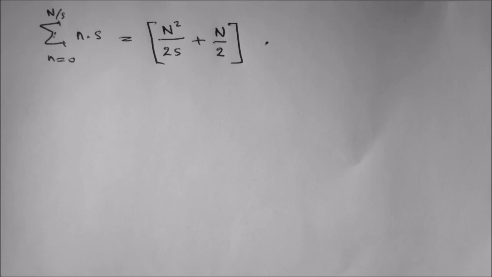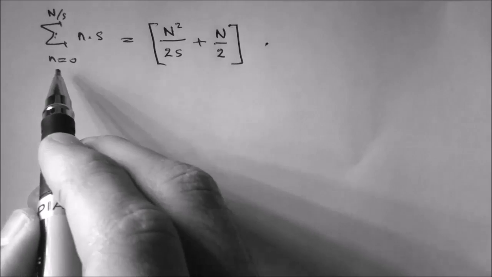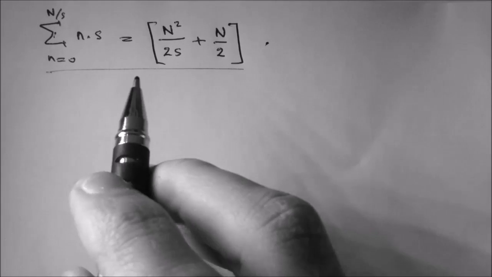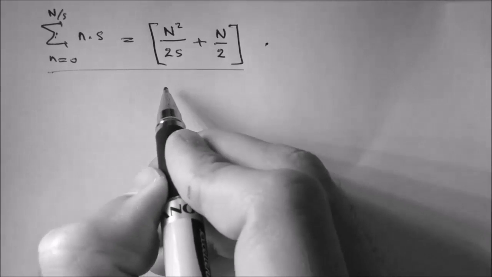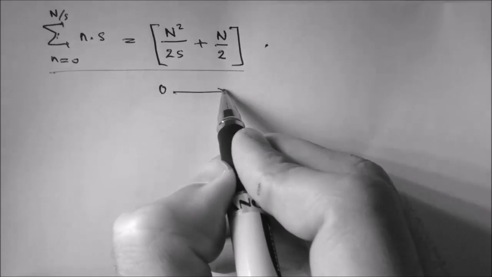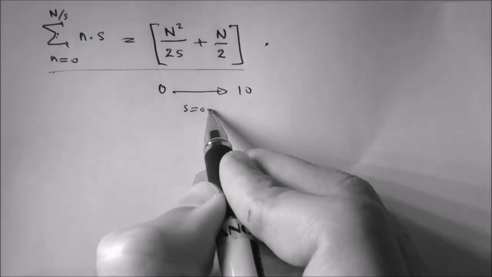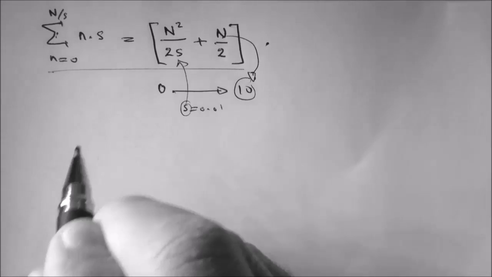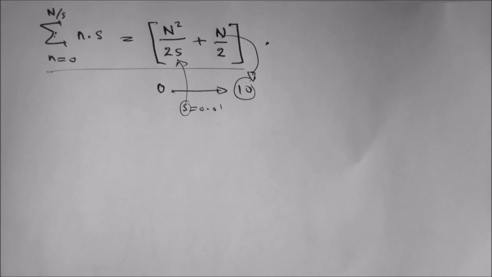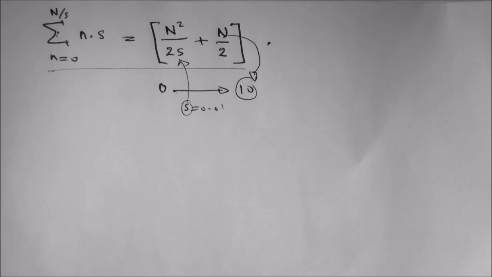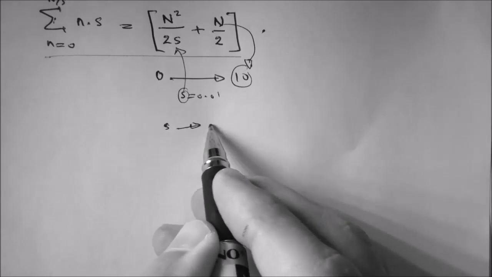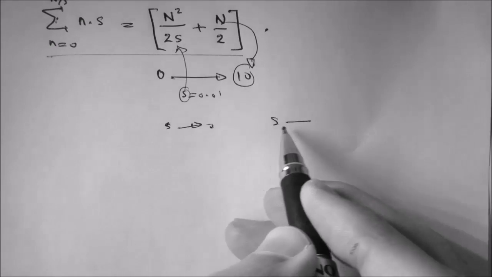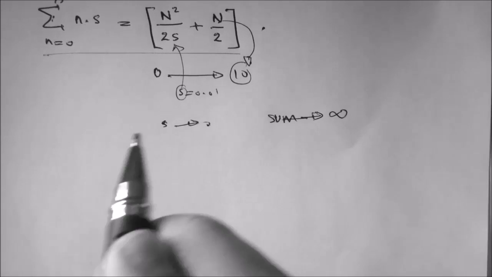What we are going to do now is to investigate this formula for small values of s. For example, the sum between 0 and 10 in a step of 0.01. So you substitute n equals 10 and s of 0.01, and you'll surely get a very large number. So the smaller s, the larger the sum. For s approaches 0, this sum will tend to infinity.